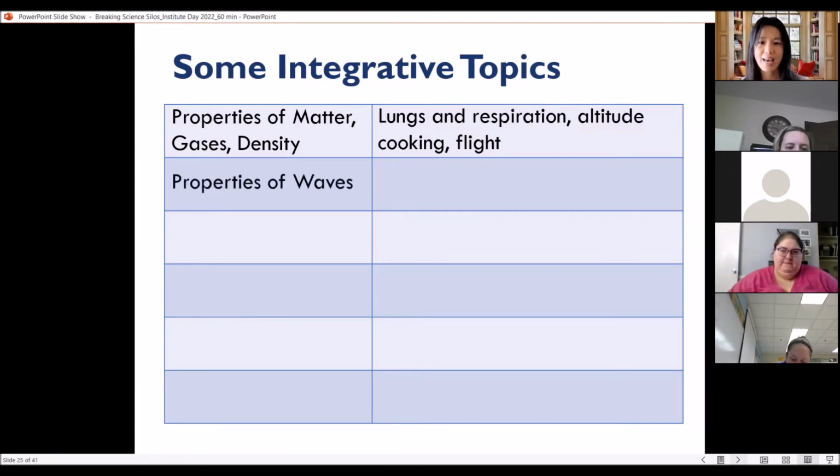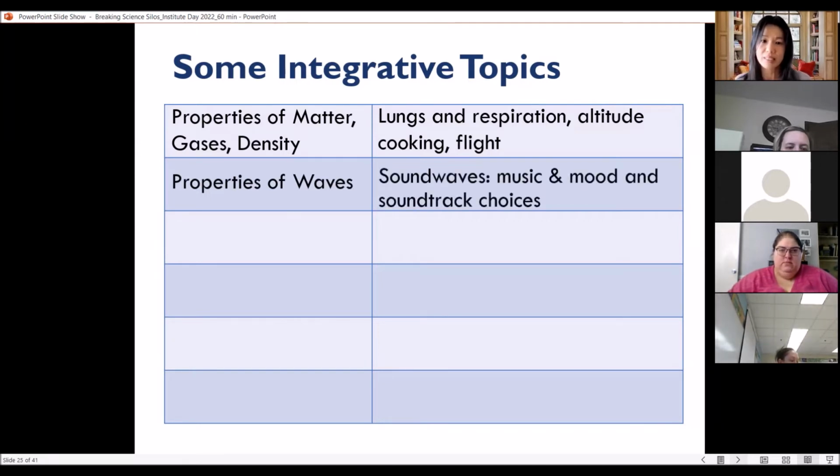If you're looking at properties of waves, one way you could tie this in is if you want to talk about sound waves specifically, you can look at how things like frequency, wavelength, and amplitude show up in different genres of music, how they impact the mood or emotion behind that music, and how they tend to show up in either soundtrack or advertising choices.